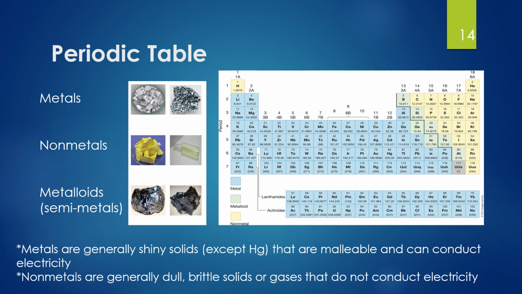Let's look at the periodic table and how it is arranged. So the periodic table is actually separated into sections based off where the metals, nonmetals, and metalloids are.